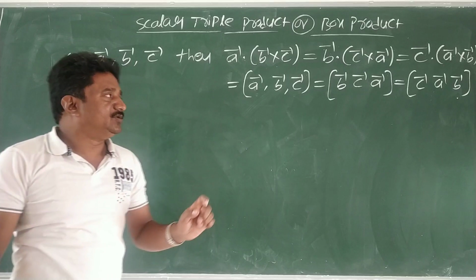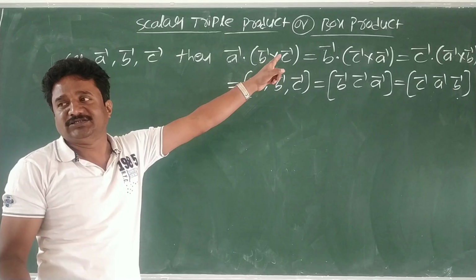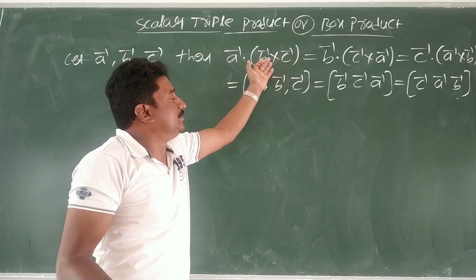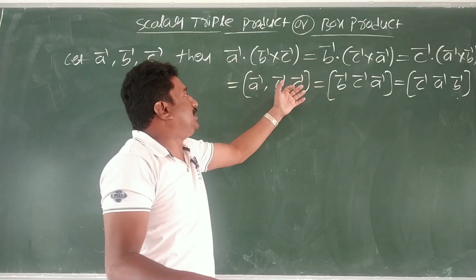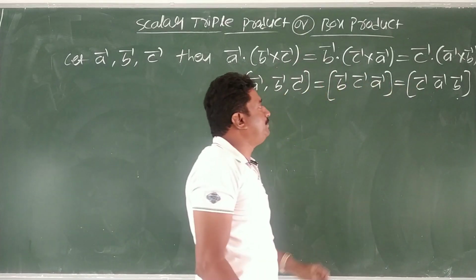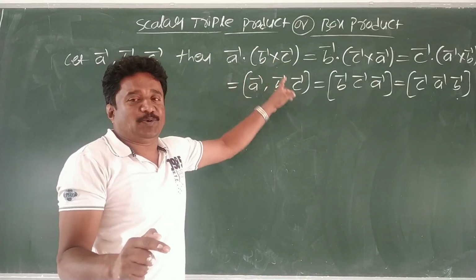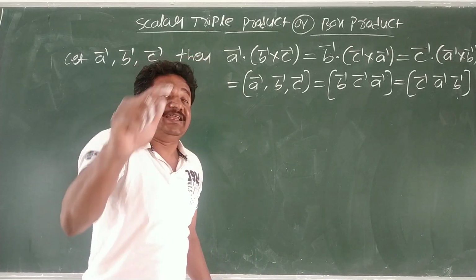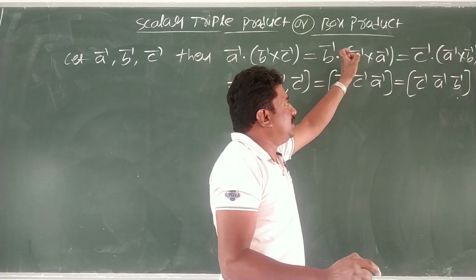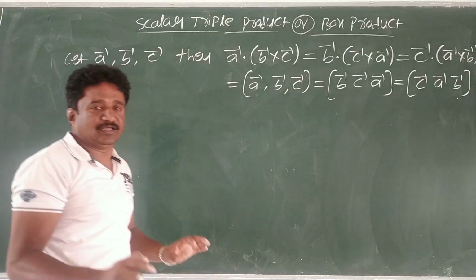I hope you understood. So what is the scalar triple product? A dot B cross C or B dot C cross A or C dot A cross B. These products can also be represented using box ABC, box BCA, box CAB. You must follow cyclic order in these products. Cyclic order means ABC, next BCA, next CAB. Right? I hope you understood.